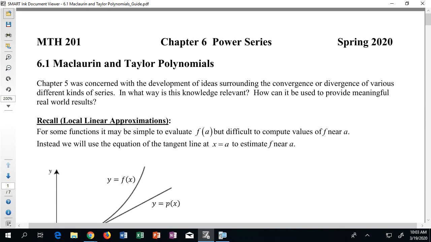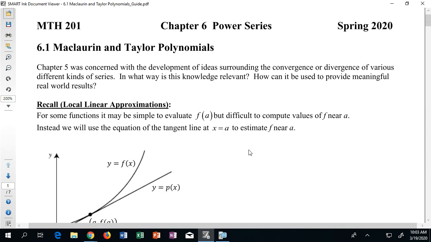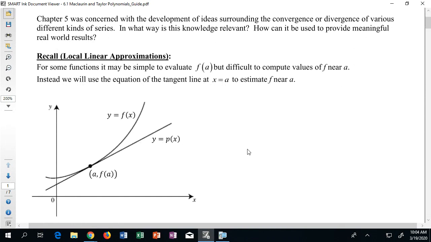As I state here at the top, Chapter 5 was concerned with the development of ideas surrounding the convergence and divergence of a lot of different types of series. And now we determine how it is relevant. In order to do that, we're going to quickly do a recap of a Calc 1 topic that's very important for our purposes here.